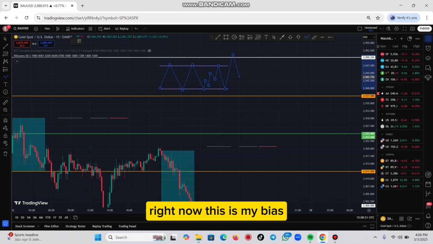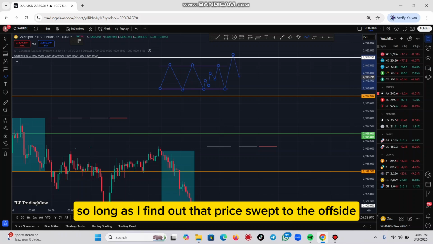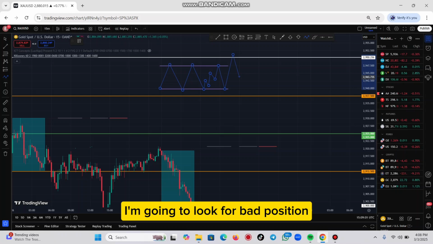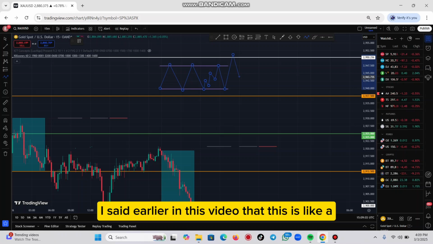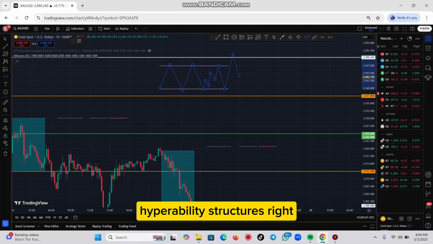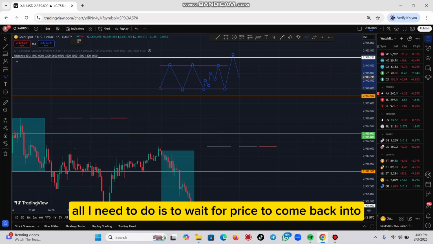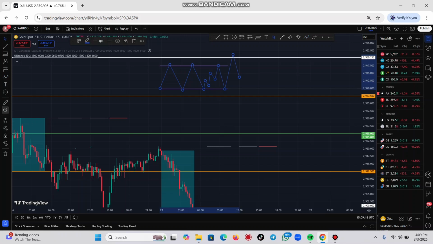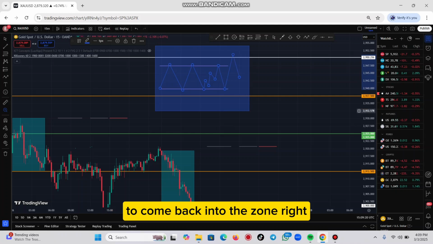Now this is my bias. So long as I find out that price swept to the upside, then my bias is towards the upside. I'm going to look for buy positions. Remember I said earlier in this video that this gives you high probability scalp trades. Now all I need to do is wait for price to come back into the zone.